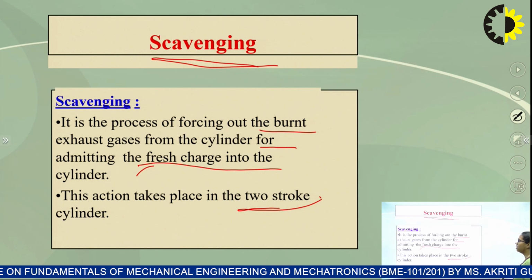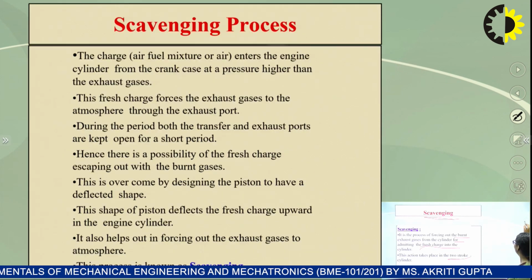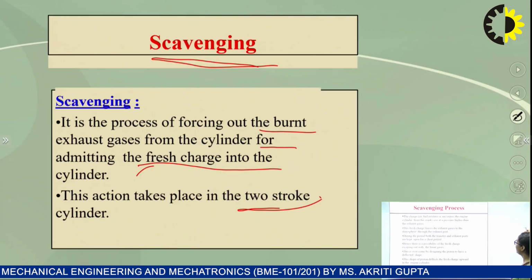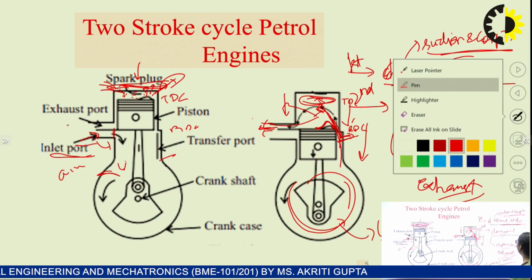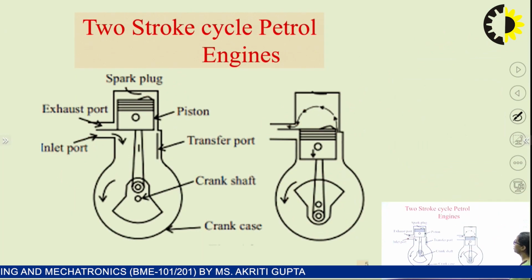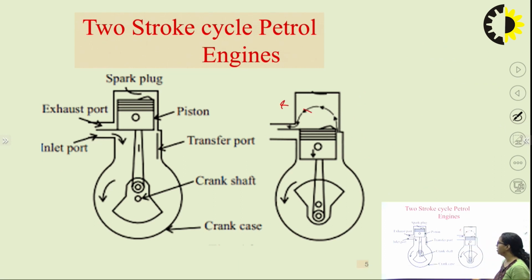As you have understood the design and the working of two stroke engine, you should understand there will be a certain time period where the exhaust port and transfer port remain open. Scavenging is the process of forcing out the burnt gases with the help of fresh charge. So actually, the fresh charge is forcing out the burnt gases to the atmosphere.